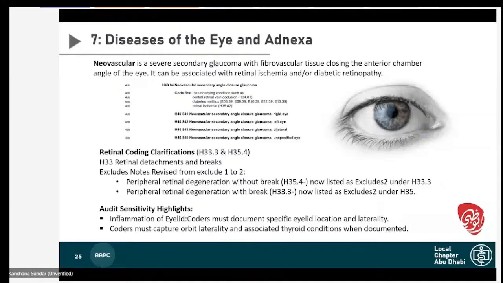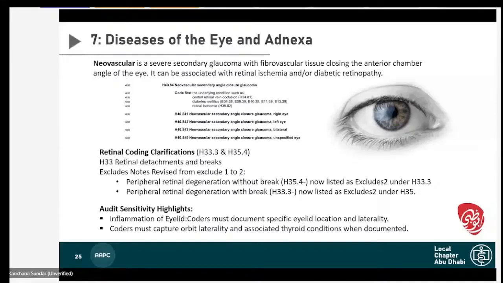To whatever we understand, fibrovascular tissues are being damaged, and neovascular is a disease which is associated with the glaucoma. And definitely, it also comes in with a lot of laterality information. And when it comes to glaucoma, secondary, primary, and all these details have also been included and appropriately classified. So neovascular secondary glaucoma, primary glaucoma, all this is what you have to remember while coding the eye specific charts.